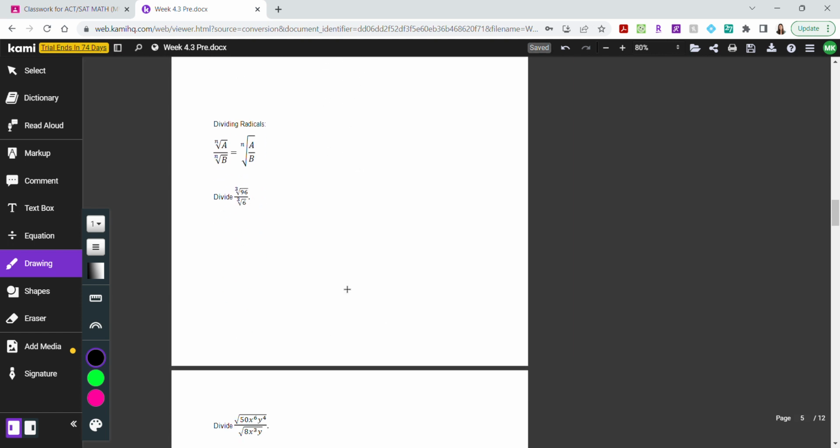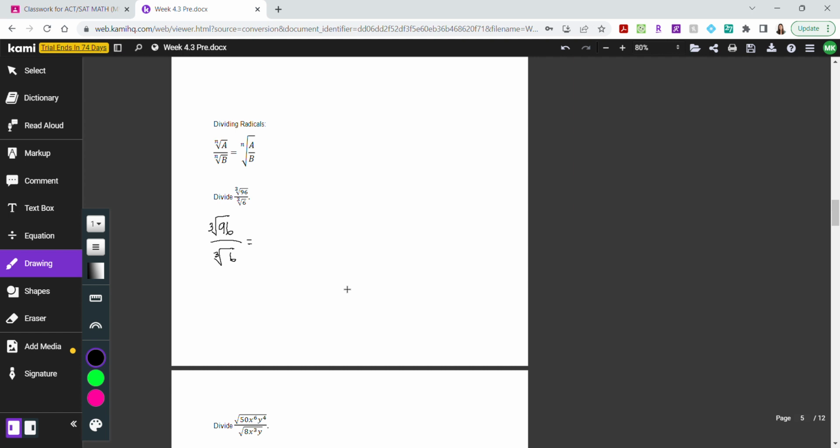Now, with dividing radicals, it is also very similar to multiplying it, right? As long as your radical sign here, or the number, is the same for top and bottom, right? If this is n and this is n, they can just do a divided by b, like this. All right, so let's look at this example. We have cube root 96 divided by cube root 6.